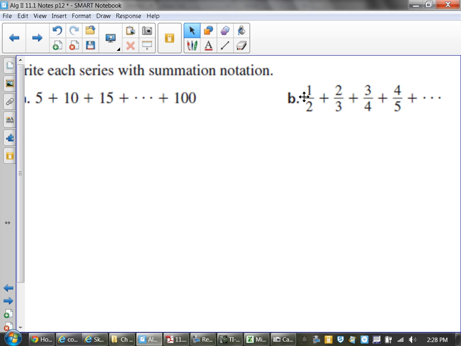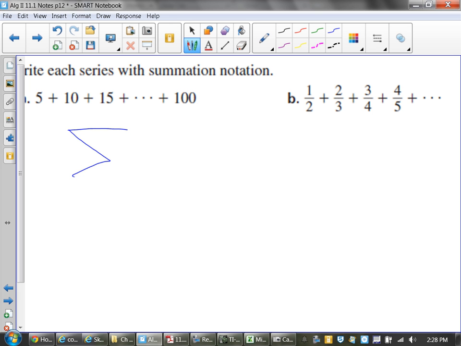So what was your rule for A? 5n. 5n, good. So with the summation notation, you went through 20, started at 1, it was 5n. What does that sum up to? Did you put that in the calculator yet? Figure that out?